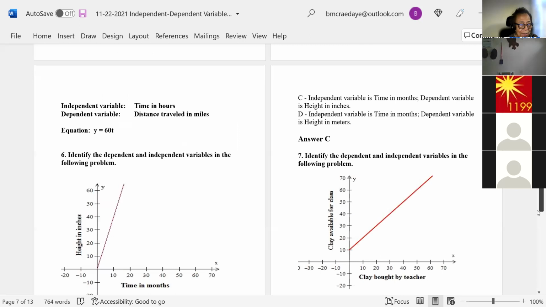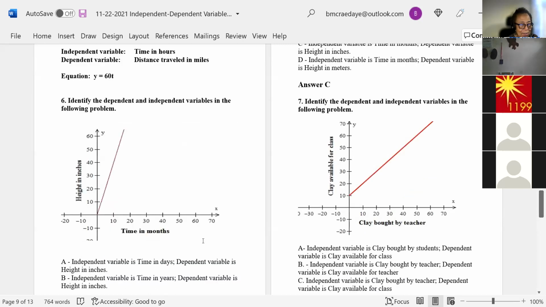Okay. All right, Vanessa, we've got your graph here. I want you to identify the dependent and the independent variables in this problem. On the x, you're given time in months. On the y, you're given the height in inches. Now, this is multiple choice.